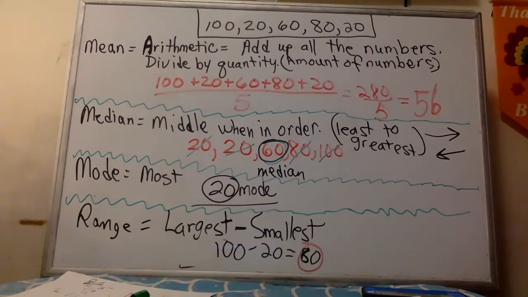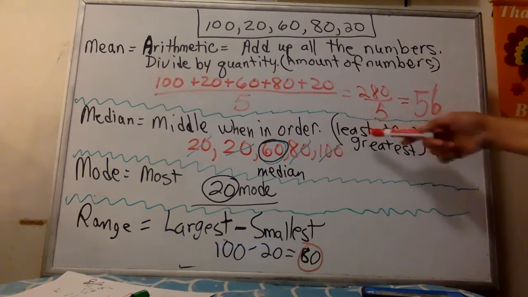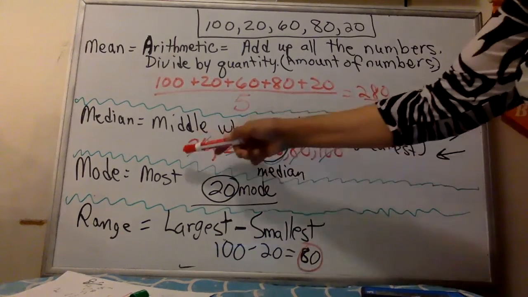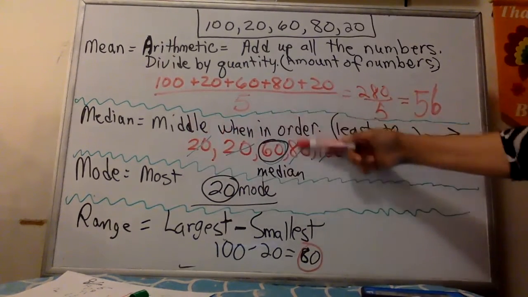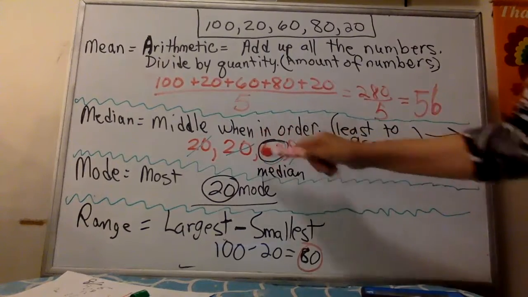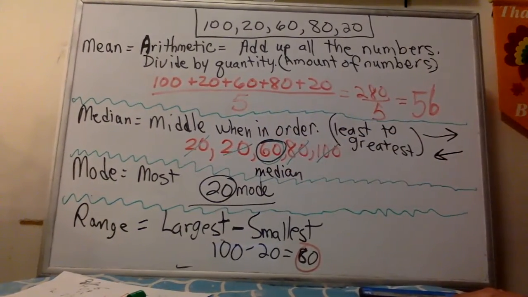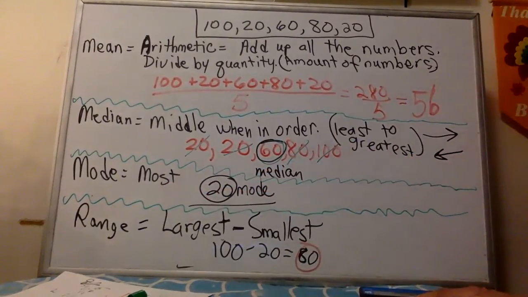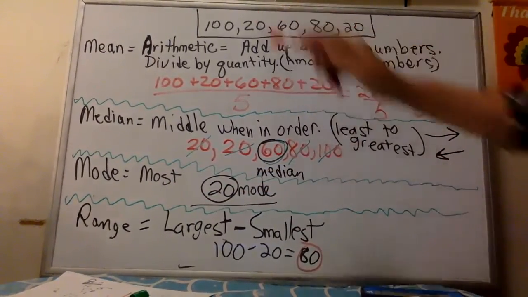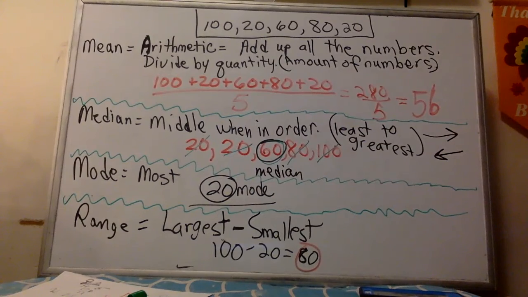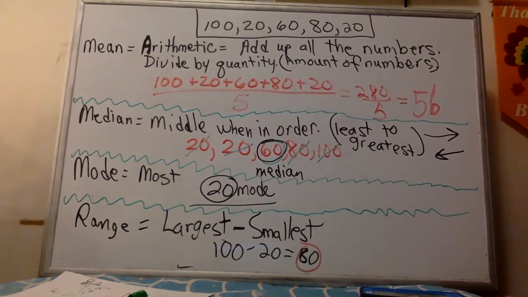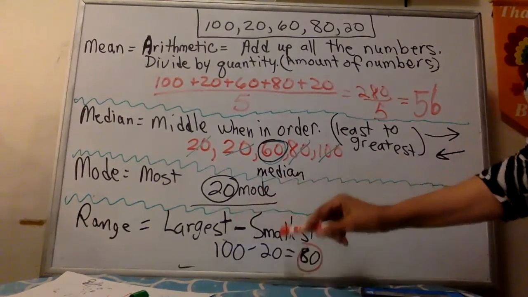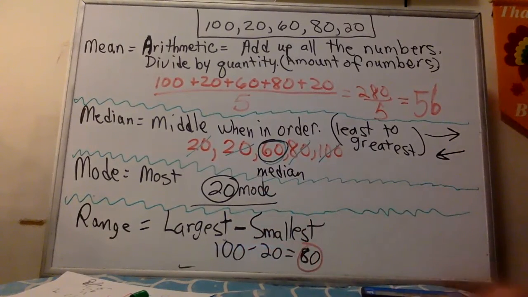Then we found the median. The median is the middle number when in order from least to greatest or greatest to least. So we went the smallest and the next, the next biggest, and it turns out that 60 was in the middle. The mode, we said, is the number that shows up the most times. 20, as we can see, showed up more times than the other numbers, so therefore 20 is the mode. The range is the largest minus the smallest, 100 minus 20, which is 80. And that's all there is.